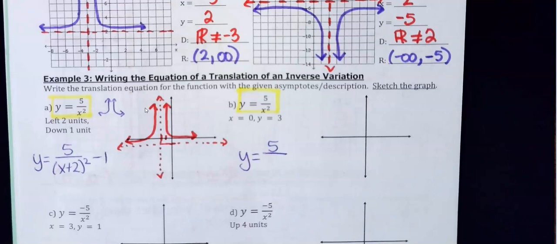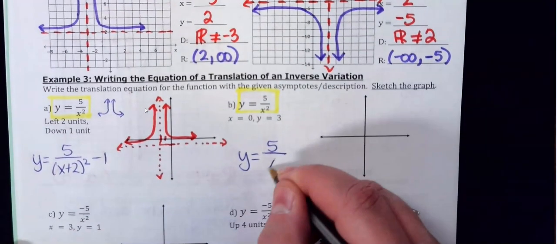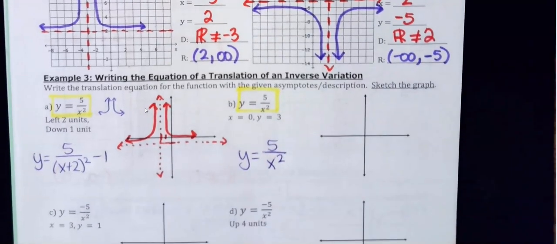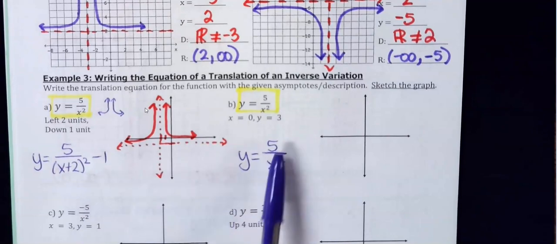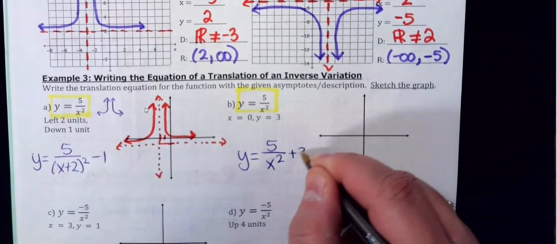Yeah. Just x squared. You're not moving left or right. X equals 0 means 0 would be a problem in the denominator, so it's just going to be x squared. Whatever the y is, just add that or subtract that to the side of the fraction. It's positive 3, so I'm going to put plus 3.